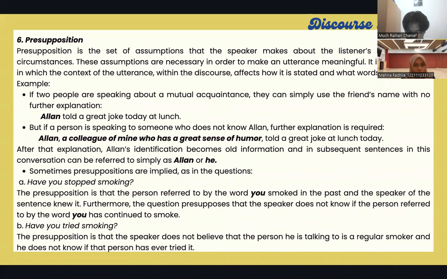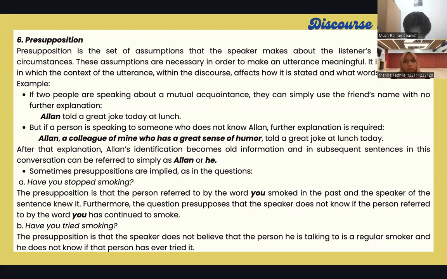For example, if two people are speaking about a mutual acquaintance, they can simply use the friend's name with no further explanation, which is, Alan told a great joke today at lunch. But if a person is speaking to someone who doesn't know Alan, further explanation is required, which is, Alan, a colleague of mine who has a great sense of humor, told a great joke at lunch today. After that explanation, Alan's identification becomes old information, and in subsequent sentences in this conversation can be referred to simply as Alan or he.